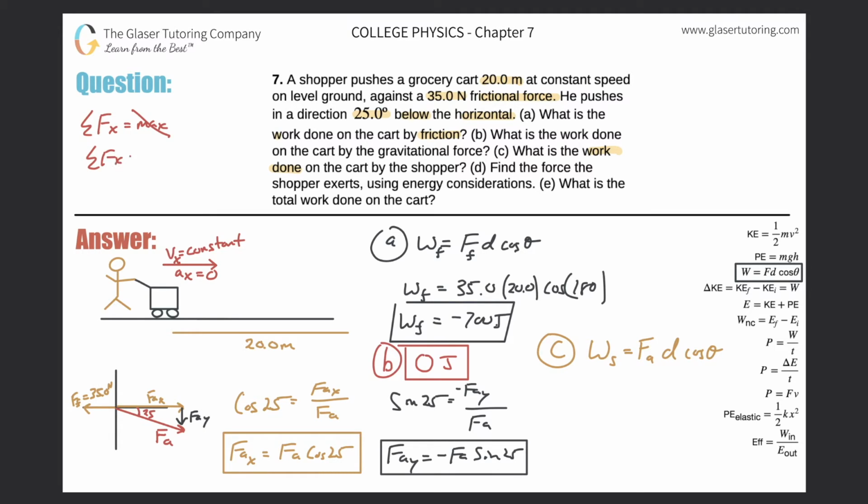So the sum of the forces in the x direction equals 0. Now, what are the forces in the x direction? Well, we just said it's going to be the force of friction and FAX. So we got the applied force in the x direction minus the force of friction will equal 0, right? And therefore, the force applied in the x direction should actually equal the force of friction.